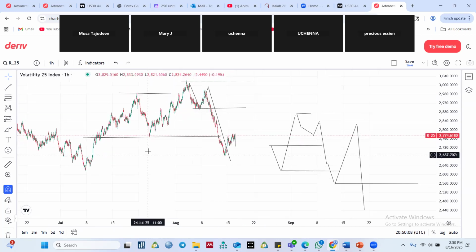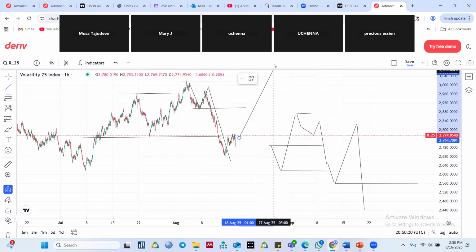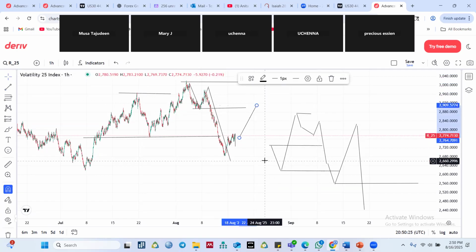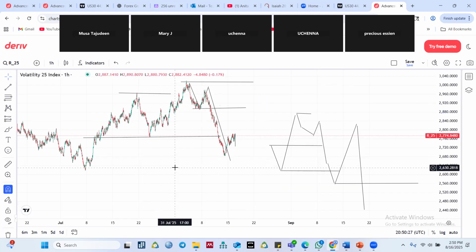This might be a sweep of liquidity, for us to move bullish or get a new high. It might be, okay, it might not be also. Okay, so we are learning.